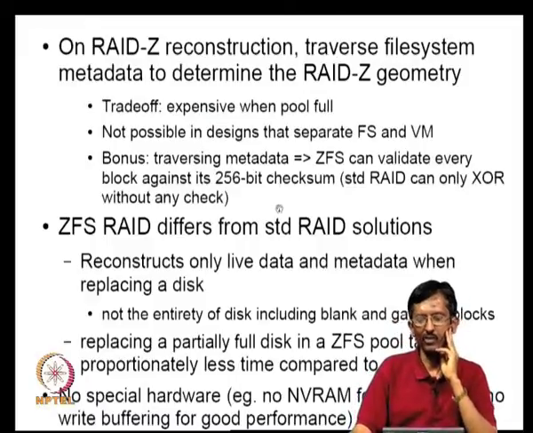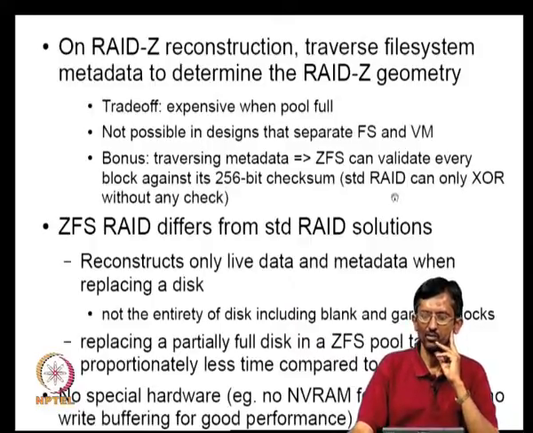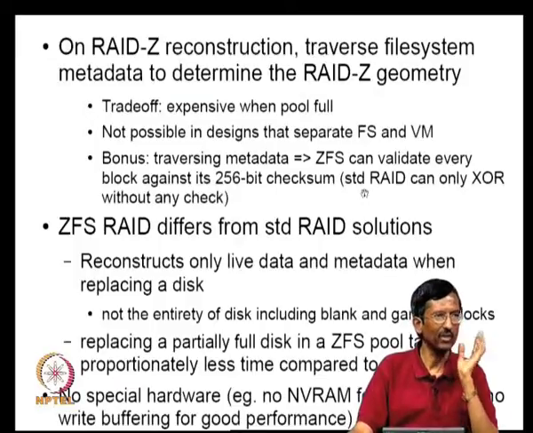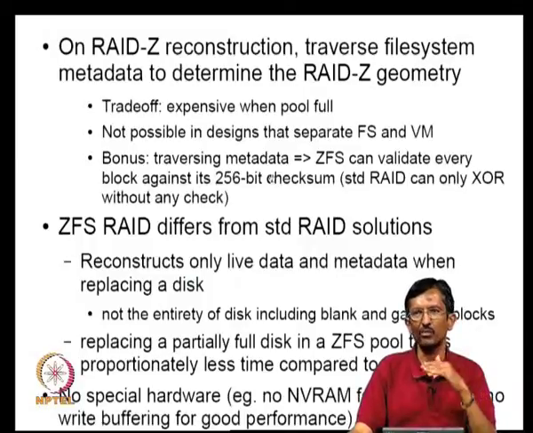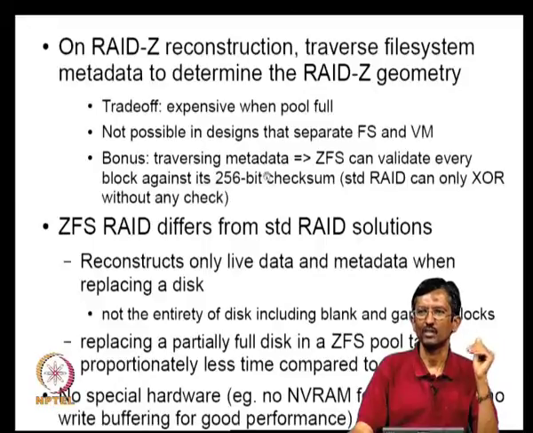So also, while you're traversing the metadata, you can keep on checking the checksum as you go along. Again, with standard RAID, all you can do is check the XOR invariant, nothing more can be done. Whereas here you can also do the checksum, because the checksum is kept separately from the actual data. That's available at the file system level, so you can keep on checking as you go along. Whereas volume managers typically don't have this kind of simplicity of doing it.